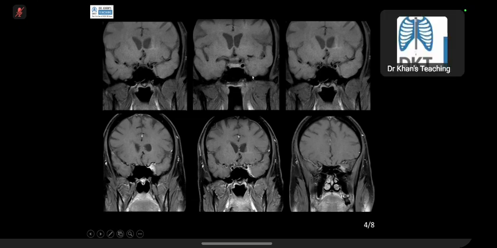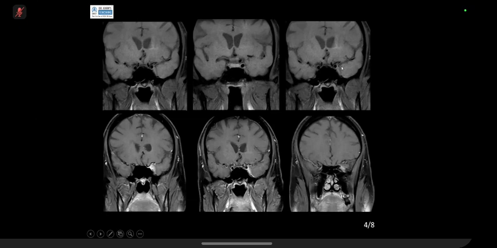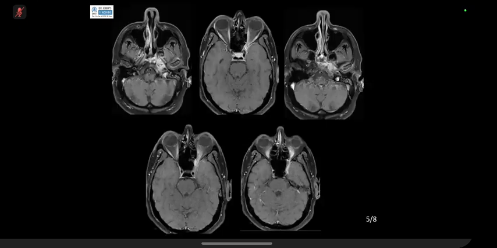This is the cavernous sinus. This is the cavernous sinus. Actually, you can see that there is a bit of soft tissue because there is no soft tissue on the other side. And this soft tissue is enhancing. So the infection is extending into the cavernous sinus.